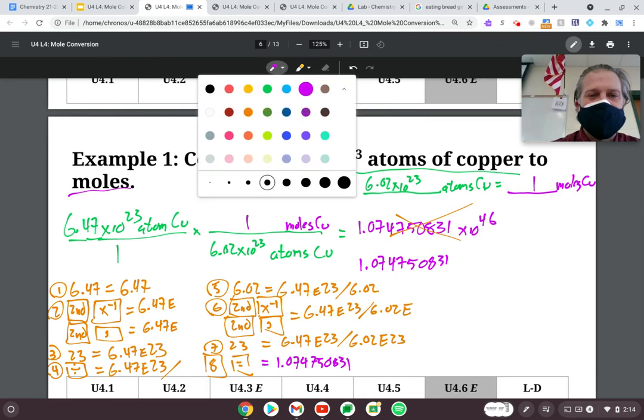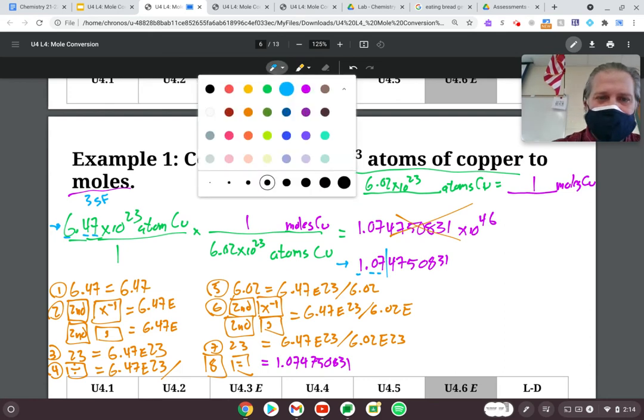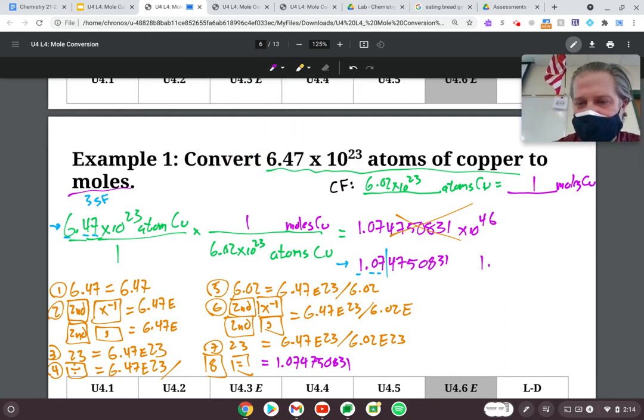So what I'm going to do is I'm going to assess significant figures. I'm going to draw that arrow coming in here, and I'm going to count 1, 2, 3. So this has 3 sig figs. So that means my answer has to have 3 sig figs. So 1, 2, 3. I draw a line, which then tells me that that's 4 and I cannot round that 7 up. So my final answer is going to be 1.07, and that's going to be moles of copper.